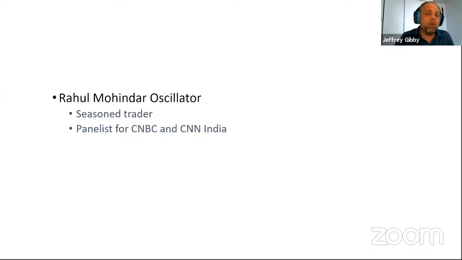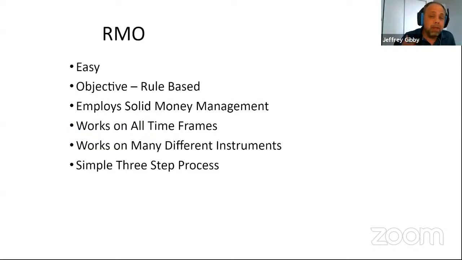We asked him to show him what we were doing. And the system that I'm going to show you today is the one that he showed us, exactly the same, 15, 18 years ago. And we ended up buying the rights to sell it and putting it in every version of MetaStock after that. So that's a little bit of the story behind the Rahul Mohinder oscillator and who Rahul is. It is the first system I've ever started trading with.